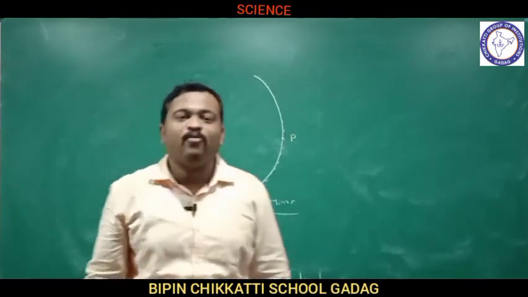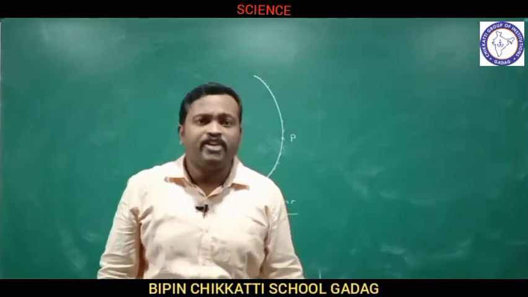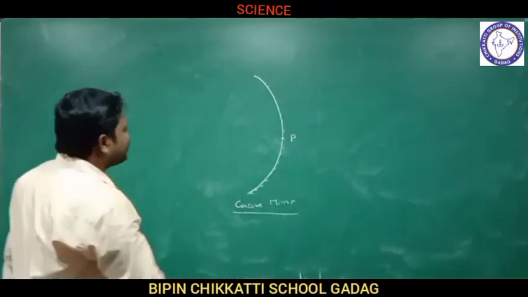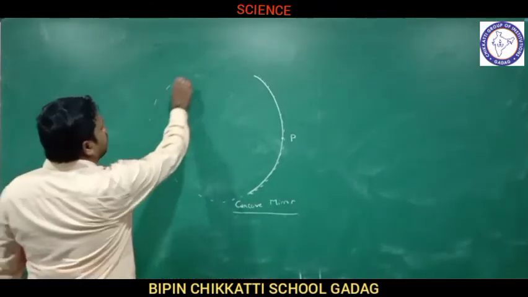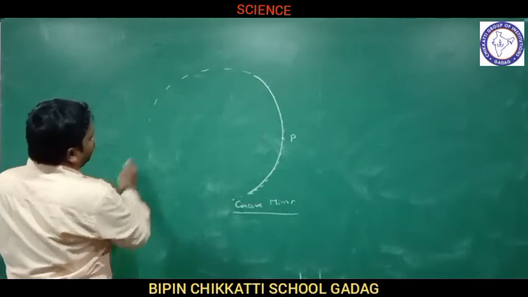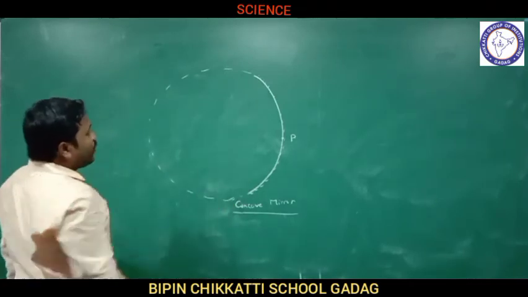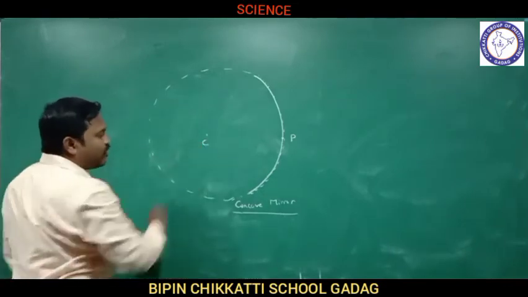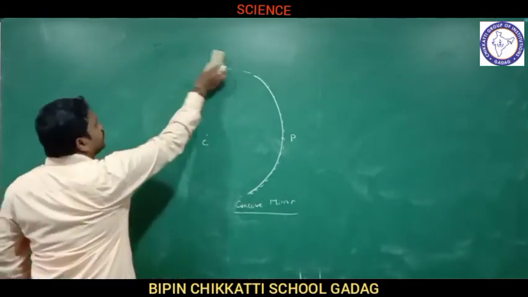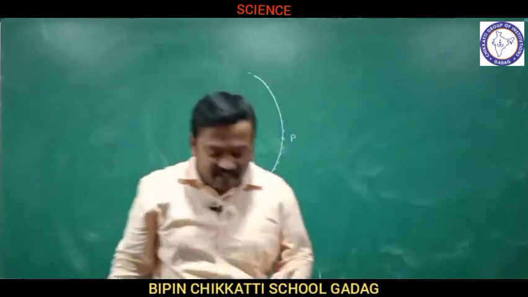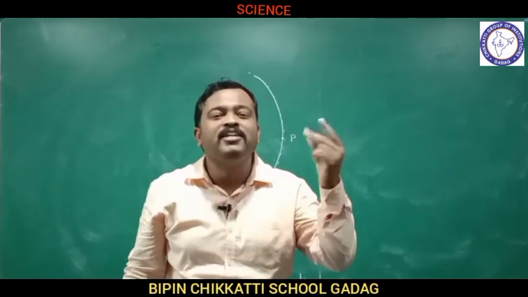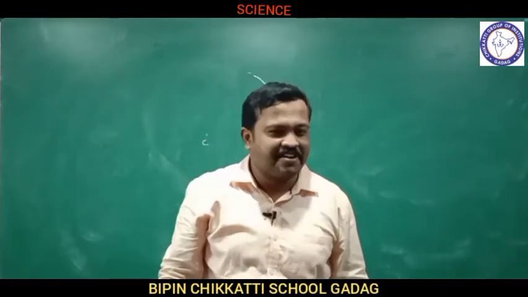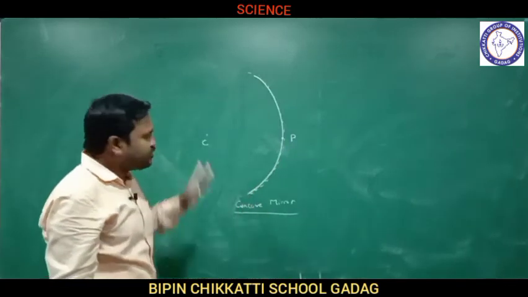Next, I want the center of curvature. To find it, I need to imagine a sphere. I have imagined a sphere. This is the center of the sphere, and this point is called the center of curvature, and I will be removing the sphere. Whenever I need to find the center of curvature, I need to imagine a sphere. Why? Spherical mirrors are always a part of a spherical reflecting surface. I got the center of curvature.